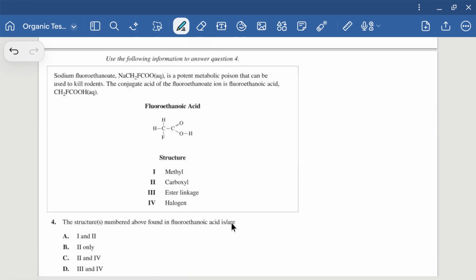Next one here, looking over this structure, giving some information, and then it asks us to describe what's happening within. When we take a look at it, we don't have a methyl group. This is a carboxyl group, so we do have that. An ester link, because this is a carboxyl group, it's not an ester at the end. We would have to have a longer chain, so not that. And it does have a halogen, that fluorine on the end. So the ones that work out here are number 2 and number 4, and that makes our answer C.